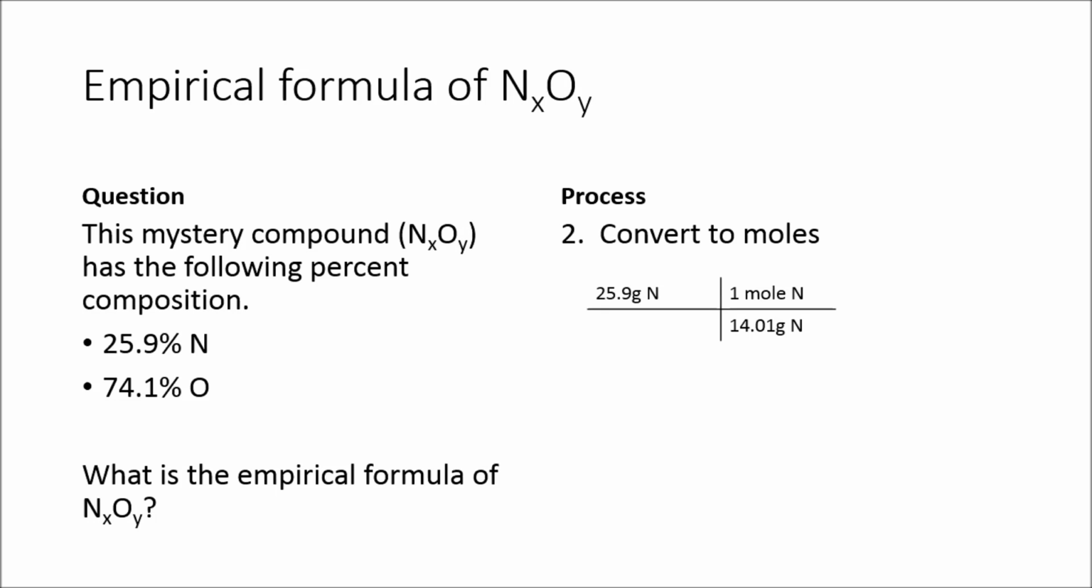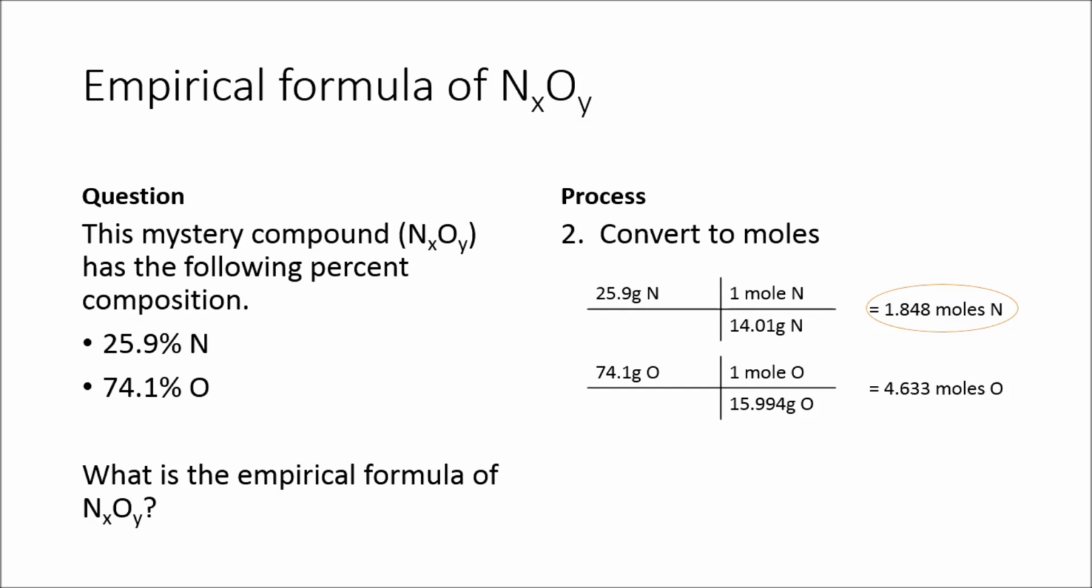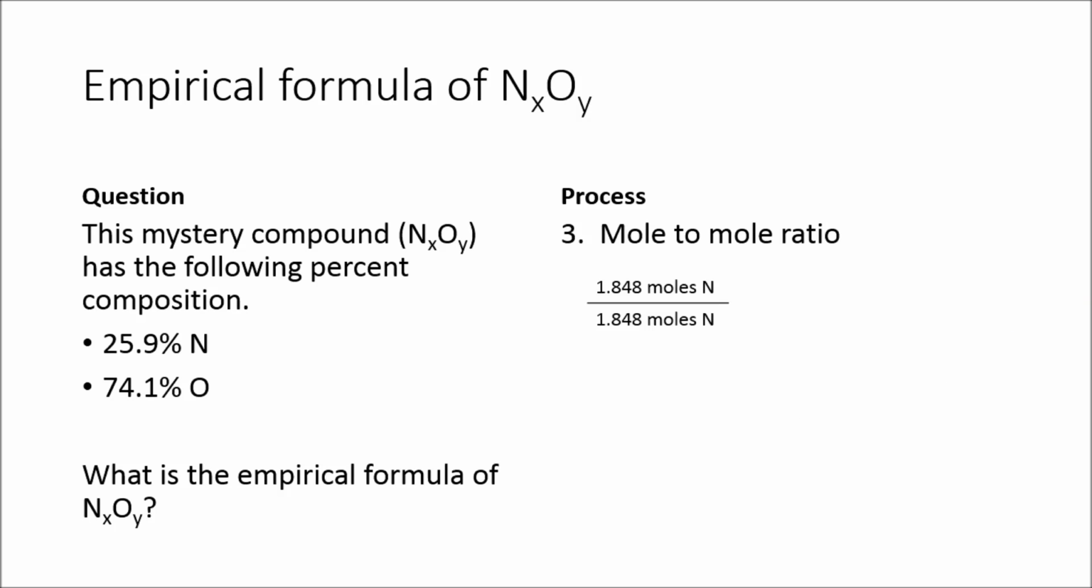Converting to moles, again, dividing by the atomic mass of nitrogen, we get 1.848 moles of nitrogen, and 74 grams of oxygen turned into moles is 4.633 moles of oxygen. Now again here, the smallest number is the number of moles of nitrogen, so we're going to compare everything to that. Our mole-to-mole ratio, moles of nitrogen compared to moles of nitrogen, comes out to be 1. And our moles of oxygen compared to moles of nitrogen comes out to be about 2.5.